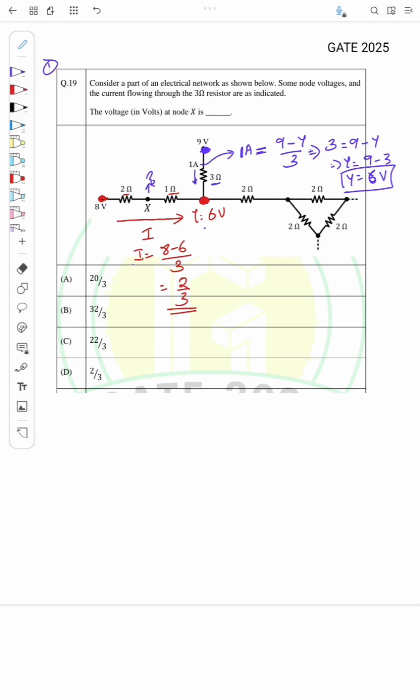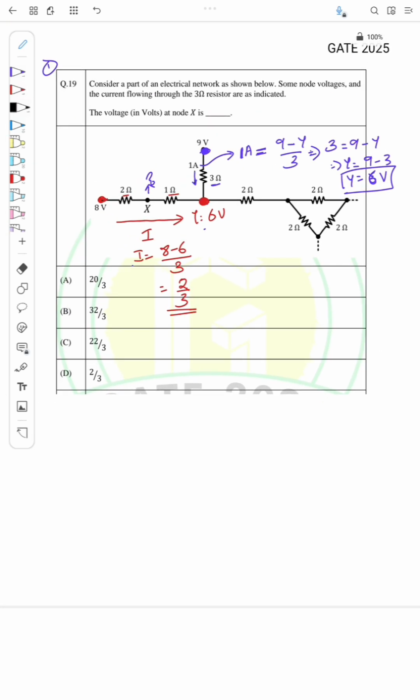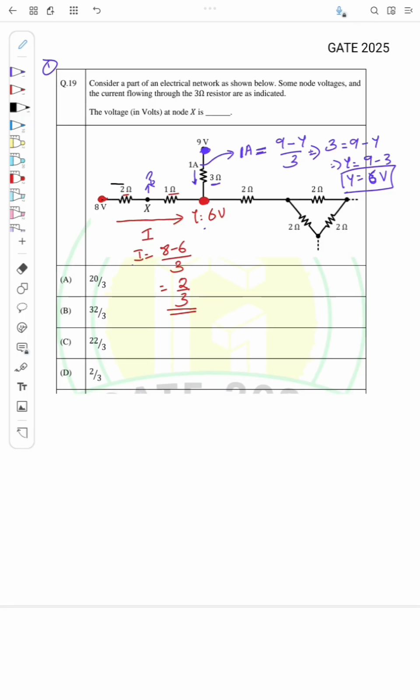Now again, if we check here in the circuit, this current is flowing through this 2 ohm resistor, right? This is 2 by 3. So from the circuit, this current I equals 2 by 3, which is equal to the node voltage minus this node voltage, that is 8 minus x, divided by the resistance 2 ohm, right? So (8 minus x) by 2 will be equal to 2 by 3.